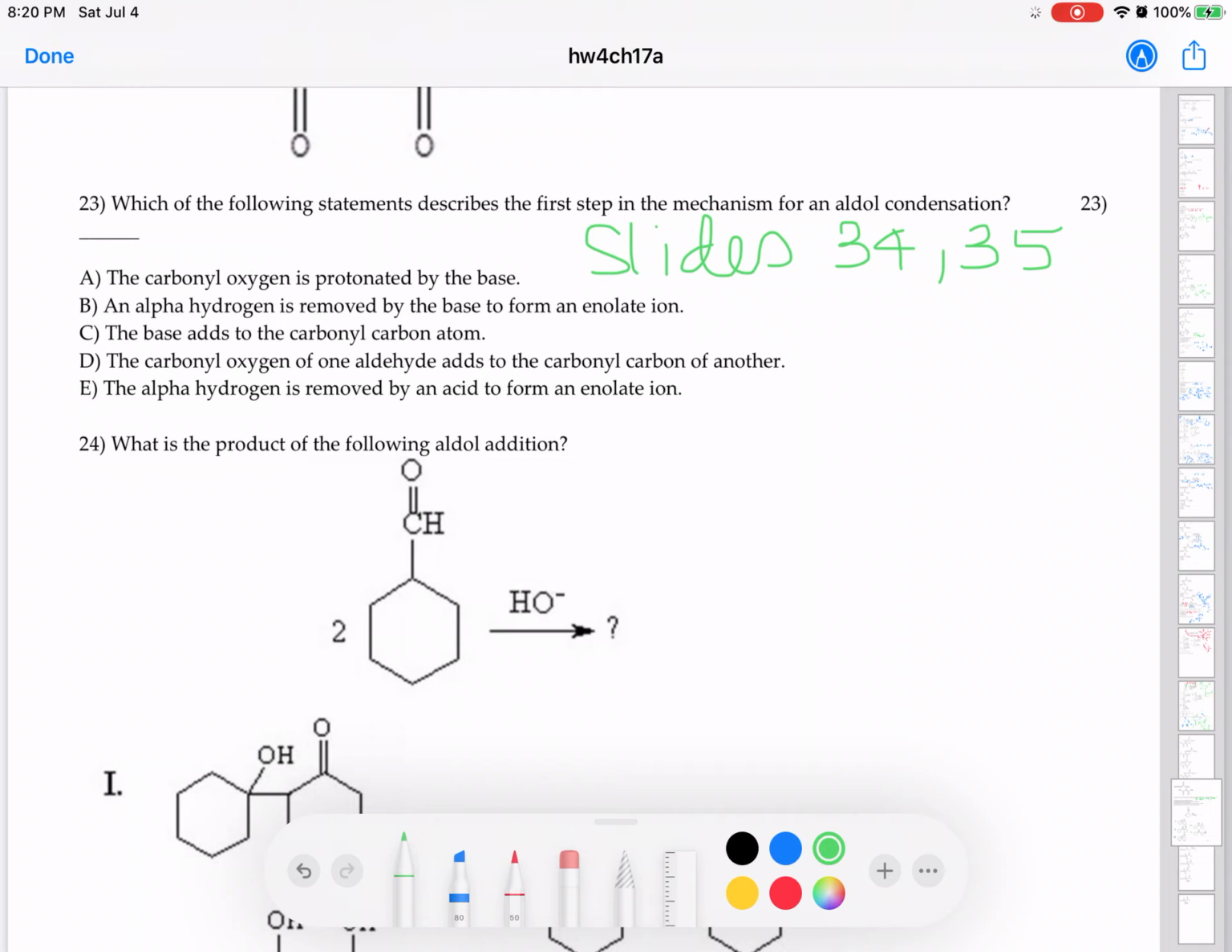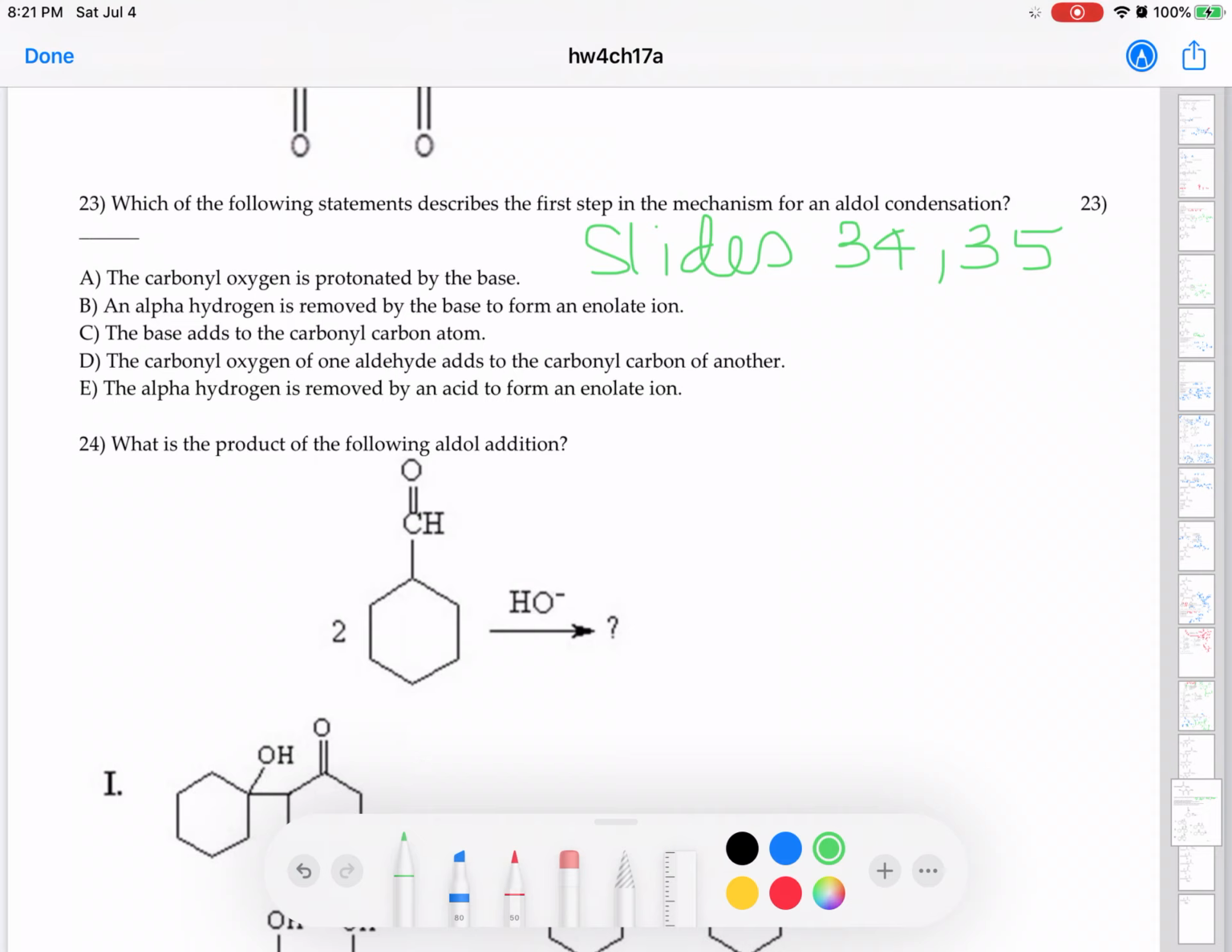Okay, so in the condensation, the carbonyl oxygen is protonated by the base. Now, read the sentence. The carbonyl oxygen is protonated by the base. Can a base protonate an oxygen? No. A base would normally deprotonate something. So it would be the acid that can protonate a carbonyl oxygen. So the first sentence is wrong. B. An alpha hydrogen is removed by the base to form an enolate ion. Oh, that sounds correct. Alpha hydrogen is acidic, we know that, and a base normally removes it to form the enolate ion. So that's correct.